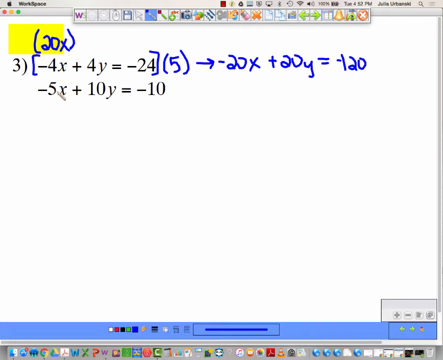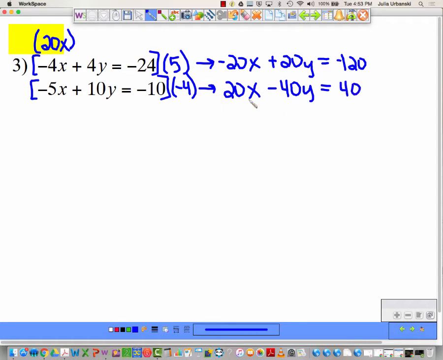For the bottom though, I can't cancel that as it is. I need to turn this into 20 as well. And since this one's negative, I need to make the next one become positive. So to turn negative 5x into positive 20x, you're going to multiply by negative 4. So negative 4 times negative 5 makes positive 20x. And negative 4 times negative 10y makes negative 40y. And negative 4 times negative 10 makes positive 40.